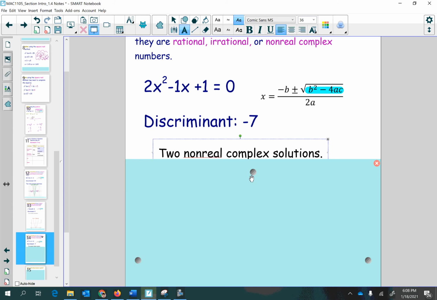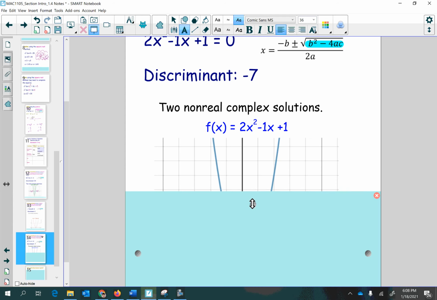Now, if we were going to try to turn this into a function, instead of just making it only equal to 0, if we wanted to let it be a function of x and graph it, what would that look like?